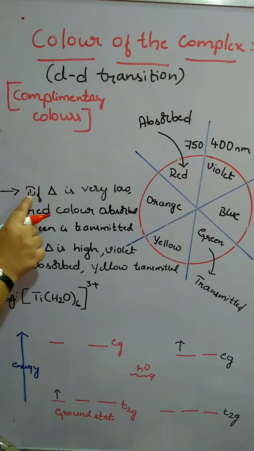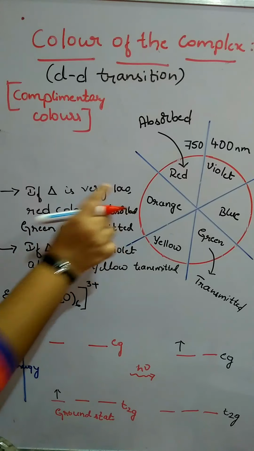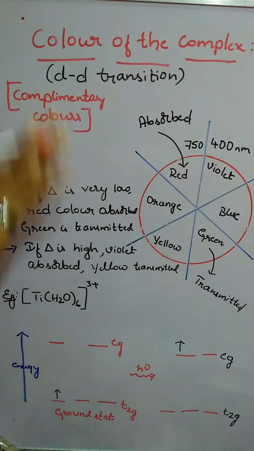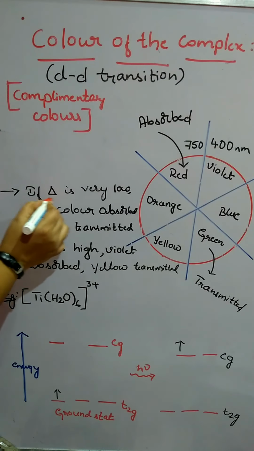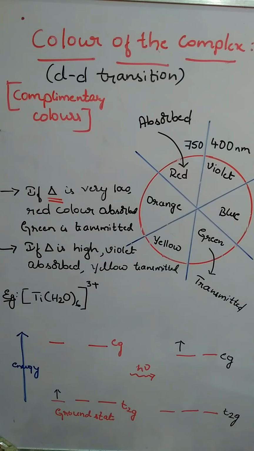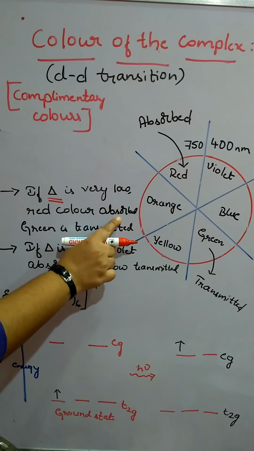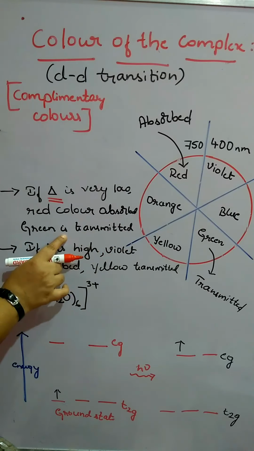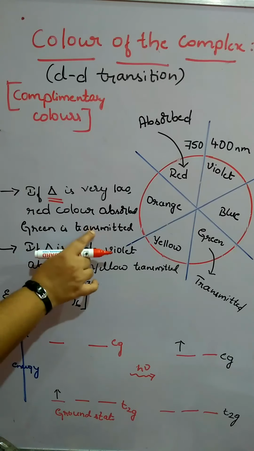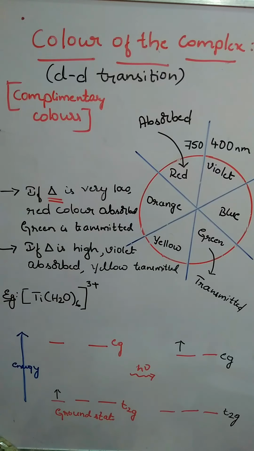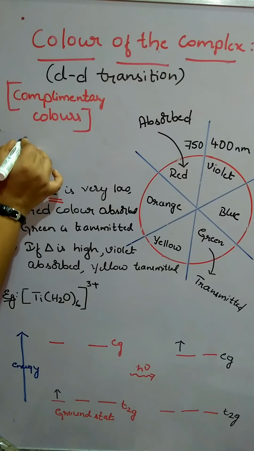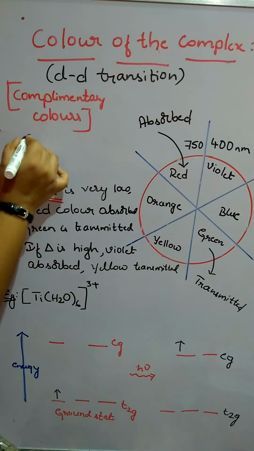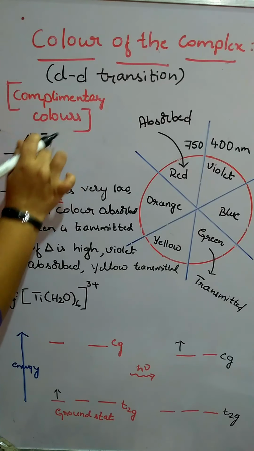If delta is very low, the color of the complex is completely dependent once again upon the delta value. If delta is very low, red color it is going to absorb and it will appear as green color, or it is going to transmit as green color. So how it is going to happen, we shall see. If delta is very low, that is nothing but the splitting. We shall see this part.